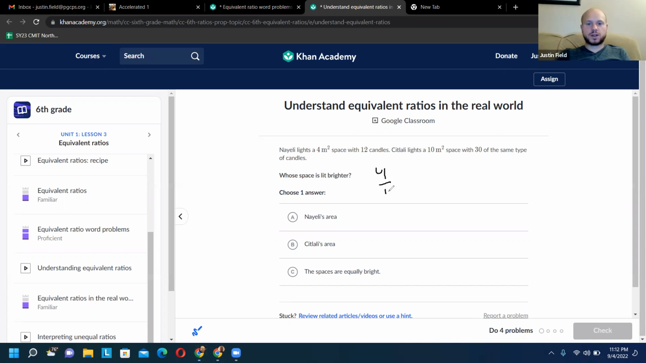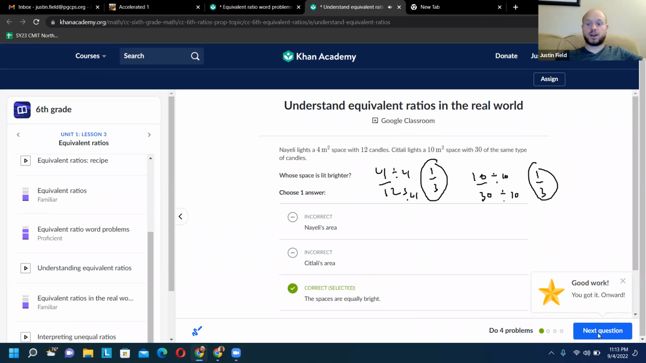So the first one is 4 to 12. The second one is 10 to 30. What do you think we should do? I think we should reduce our ratios. So 4/12, we can divide both of those by 4, and we would get 1/3. And guess what? We can divide 10/30ths by 10 and get 1/3. So both ratios simplify to 1/3. 1 meter squared space per 3 candles, or 3 candles per 1 square meter. So they are equally right.